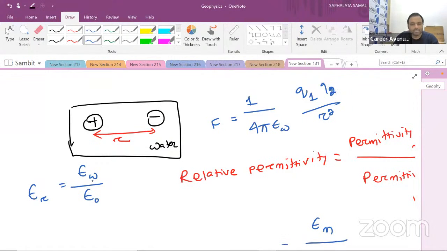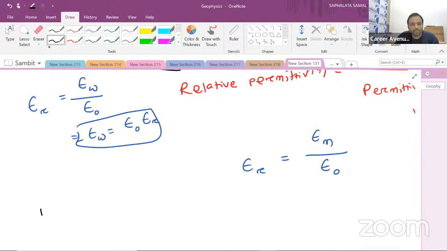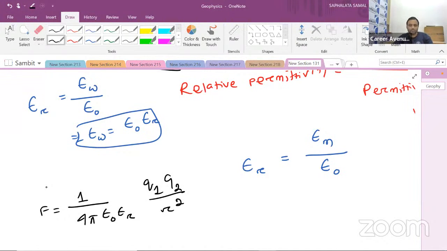Okay. That means my permittivity in the water will be equal to how much? Permittivity in the vacuum into relative permittivity. So I can replace this in the equation over here. I can write force is equal to, in the water itself, 1 by 4 pi epsilon naught epsilon r, Q1 Q2 by r square. Instead of epsilon w, or permittivity in the medium, I have written epsilon naught into epsilon r. This is the law of electrostatics.